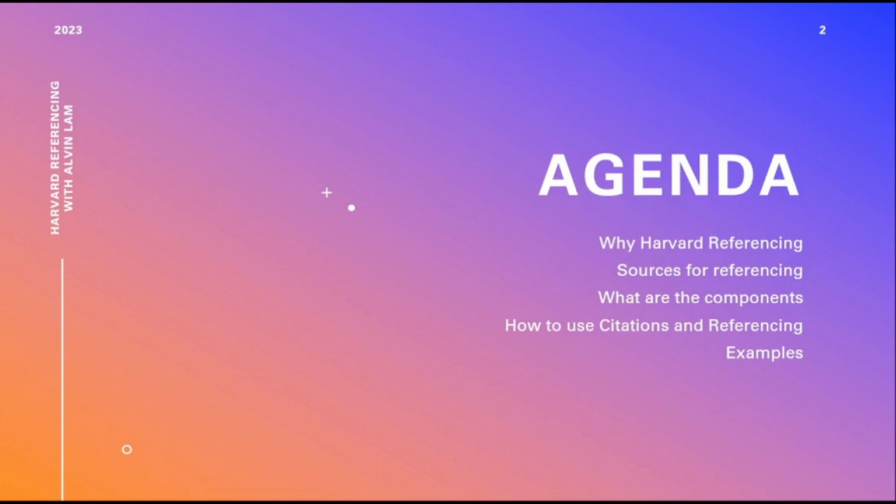So we have this agenda planned out. Why do Harvard referencing? Sources for referencing. What are the components of referencing? How to use citation and referencing. And hopefully we have time to cover some examples.